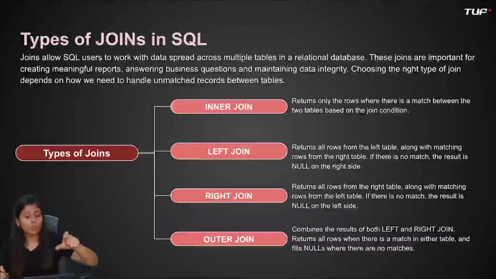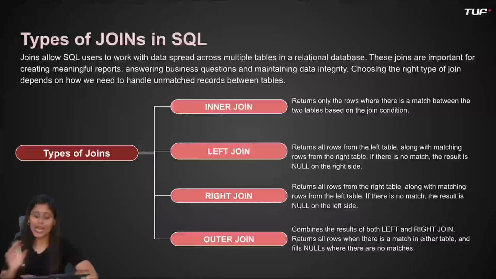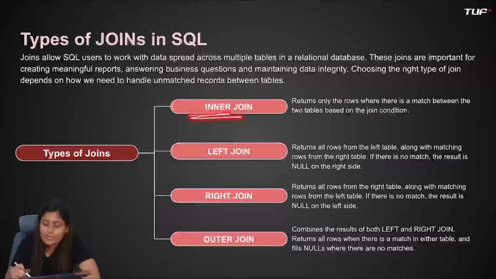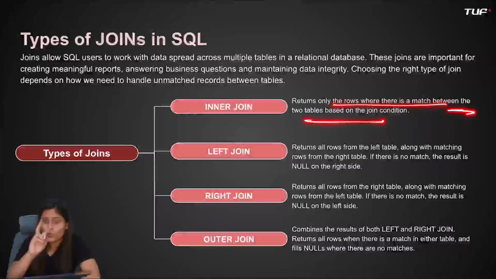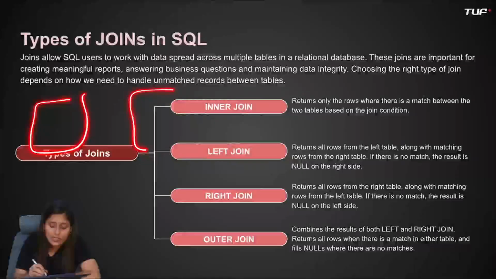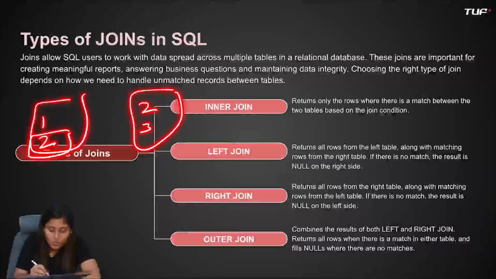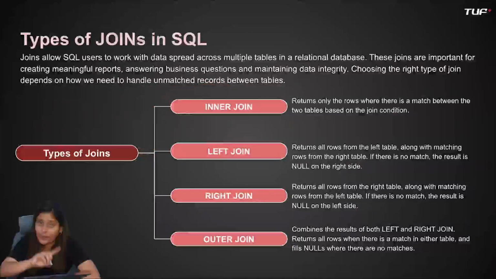We'll be learning about all these joins one by one, but as of now, let's try to understand the basic idea: inner join results in only those rows which actually match between the two tables. Let's suppose we have two tables, 1, 2, 3 and 2. Only 2 and 2 are matching, so inner join will give 2 as the output. So inner join returns the number of matching rows.